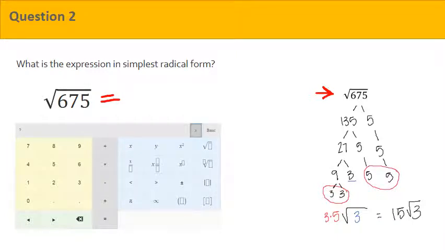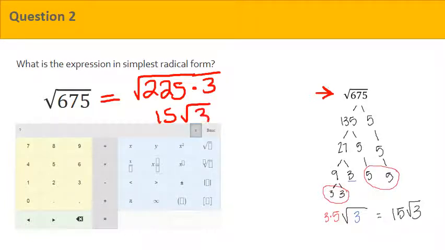But I know that the largest perfect square that goes in there is going to be 15 squared, and that's 225. 675 divided by 225 gives me 3. So watch what happens. I get the square root of 225 times 3. The square root of 225 is 15, and then you leave the 3 underneath the square root. So this would be your answer, 15 square root of 3. You get the same answer either way.